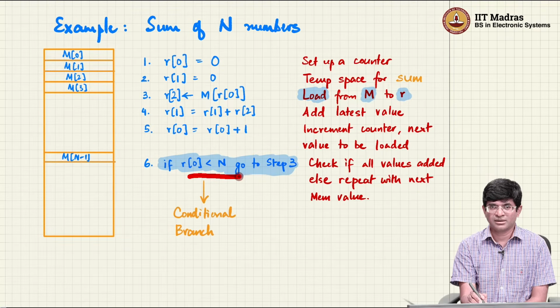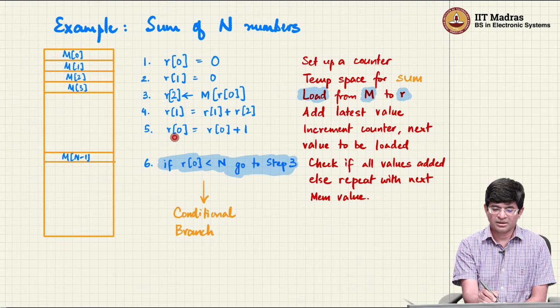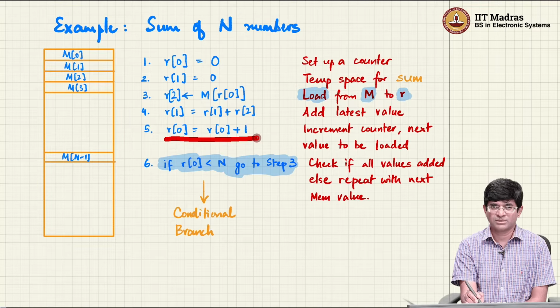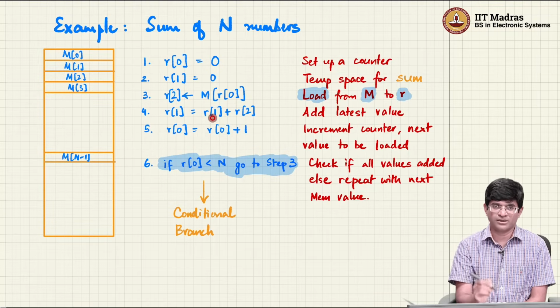If R0 has become equal to n... see, after all, I started from 0, the first value to be loaded, and at the end of these computations I performed R0 equals R0 plus 1. So now R0 has become equal to 1. If I wanted to add only one value, I am basically done at this point, right? I have got the first value in R1.